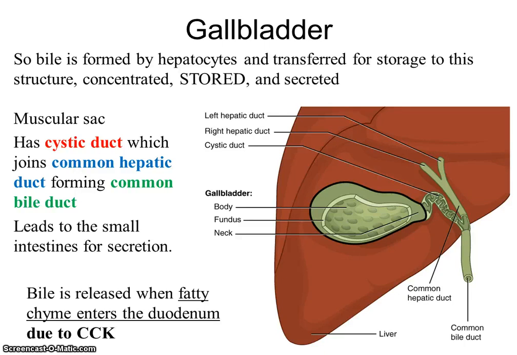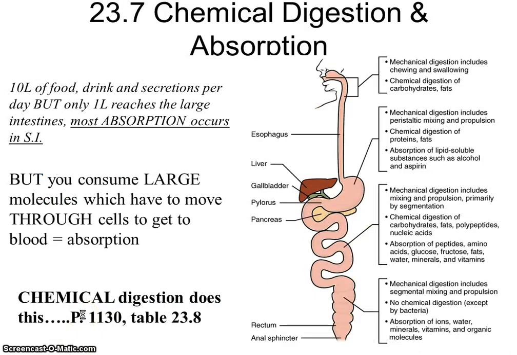Okay, so the muscular sac of the gallbladder with the cystic duct joins, again, the common hepatic duct to form the common bile duct. And this will lead down into the duodenum. Bile is released when fatty chyme enters the duodenum and it is triggered by cholecystokinin. All right. So we've gotten all the structures and secretions noted here.